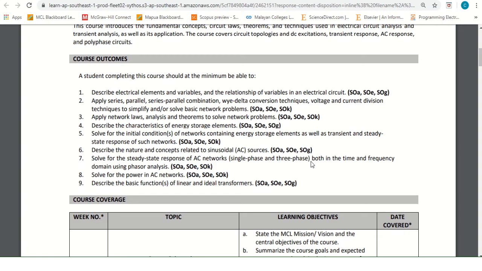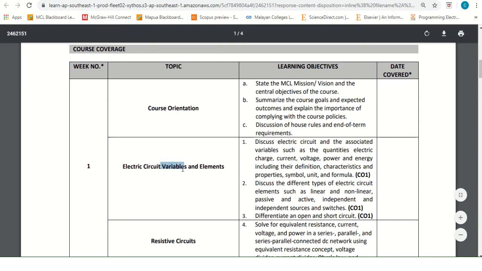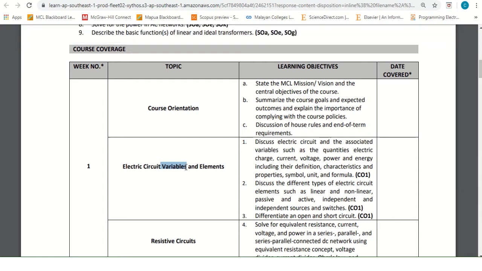So in the first week, we'll be discussing the basics of electric circuits. So we'll be looking at what is an electric circuit, what are the elements in an electric circuit, and the variables that are involved in an electrical circuit. For example, voltage and current.